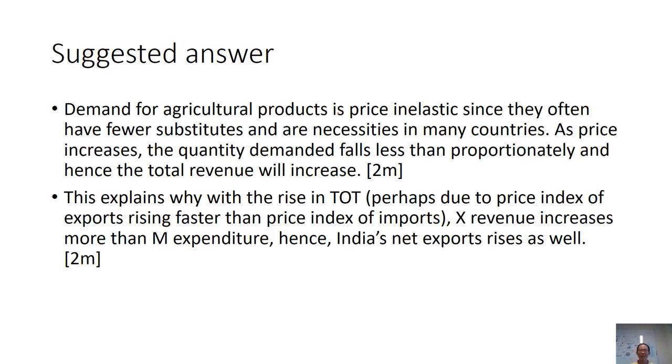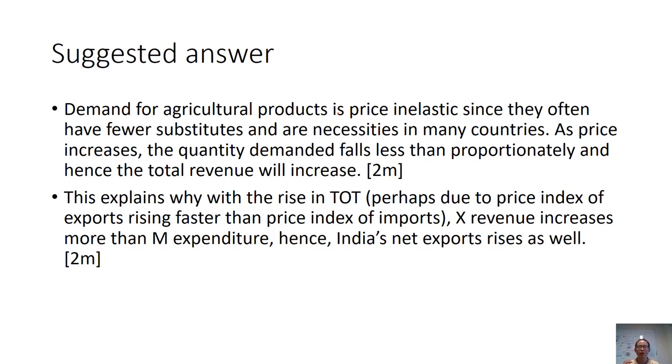The next 2 marks are to link to the terms of trade and the balance of trade. This explains why there is a rise in the terms of trade, perhaps due to the price index of exports rising faster. In that case, if you had used this point in your part 1, that is because the price of exports increased faster than the price of imports, the whole idea is that export revenue increases more than import expenditure. When that happens, India's net exports will rise as well. So that will be 2 marks.